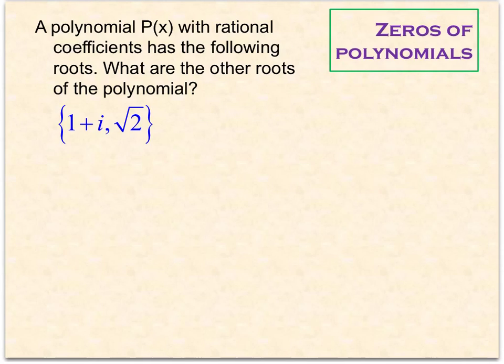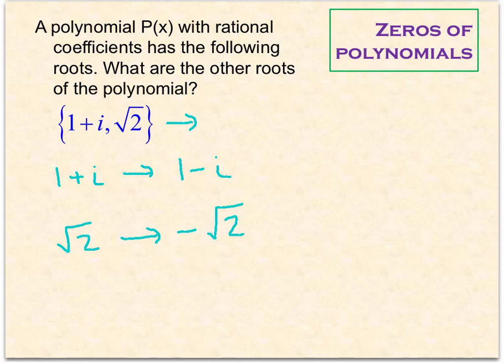So let's say I have a polynomial and it has rational coefficients, and it has the following roots. So I know for sure that 1 plus i and the square root of 2 are roots of this polynomial. I want to figure out if I can find any other roots of the polynomial. Well, if 1 plus i is a root, then that means 1 minus i has to be a root. If the square root of 2 is a root, then that means the negative square root of 2 is a root because these are conjugates. So in addition to these, I also have 1 minus i, and I also have negative square root of 2 as roots.